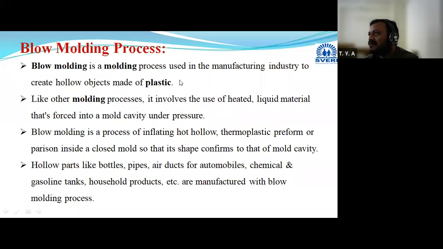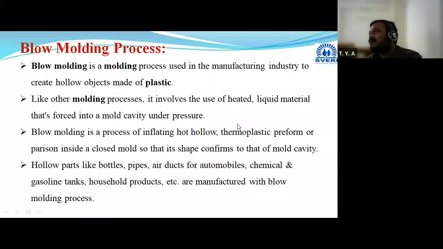We are having one practical session. It's not exactly that we are going to conduct the practical, but it will be more like a tutorial only. One assignment we have to write based on this blow molding process. Then please remember this point: it is only used for manufacturing of hollow objects.